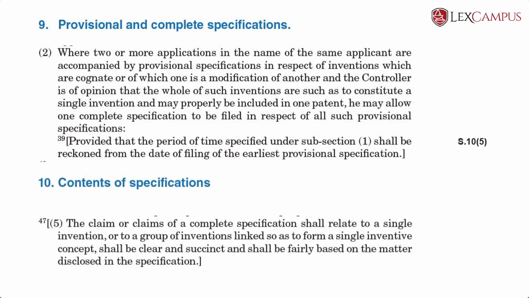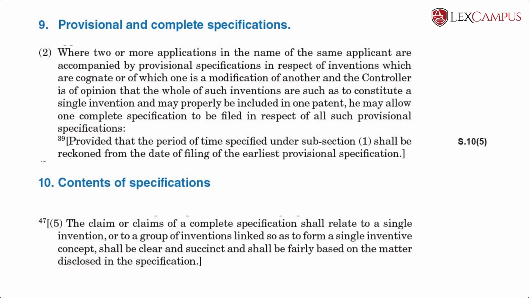10(5) again talks about the concept of the single inventive concept, or the fact that the inventions constitute a single invention. 10(5). This provision tells us that there could be many provisional specifications filed by the same applicant covering a related aspect of an invention.